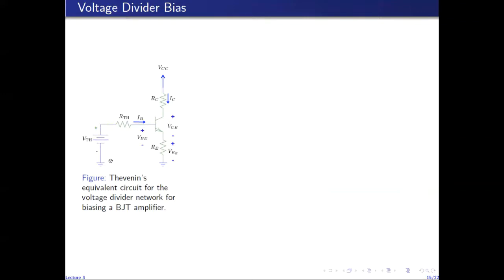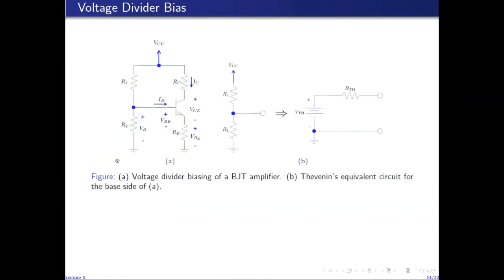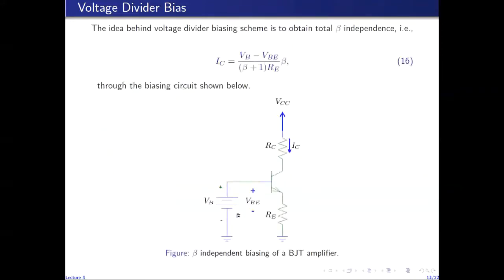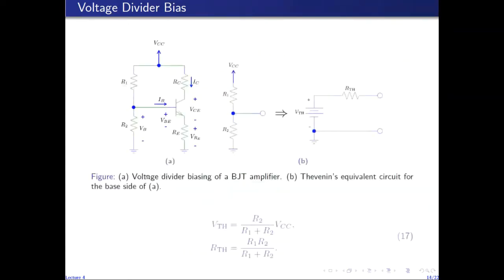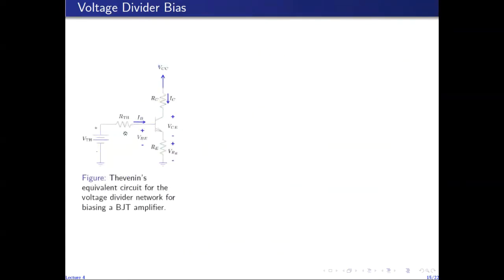So you can see that it is pretty close to the one that we desired. The only difference is that we have a Thevenin resistance. So it's not exactly what we desired, but it's the next best thing. So I will discuss the advantage of this R Thevenin in a minute.